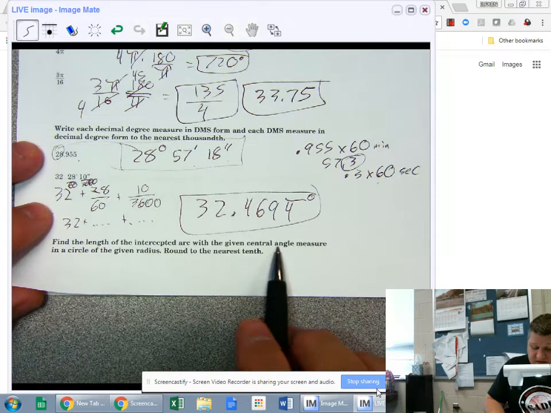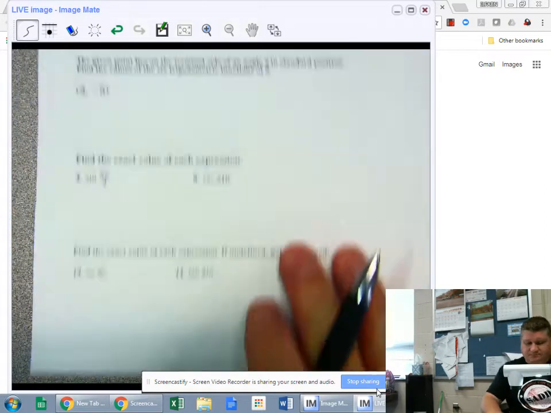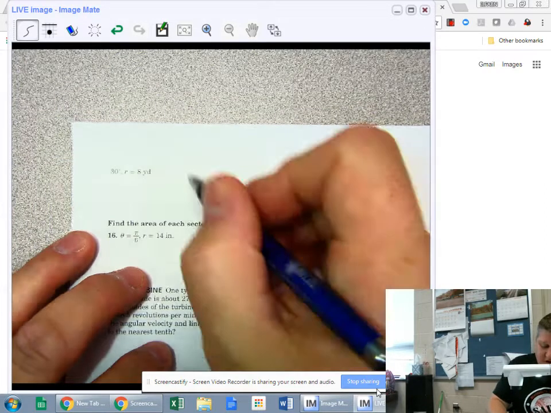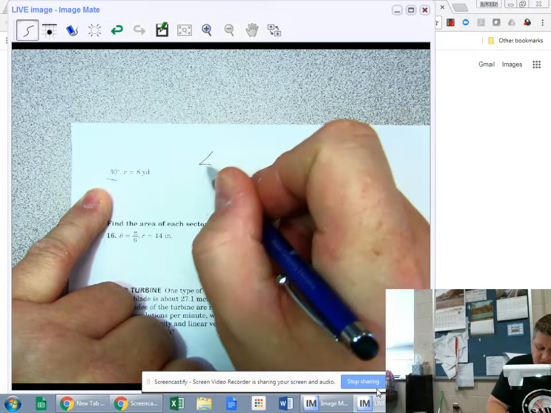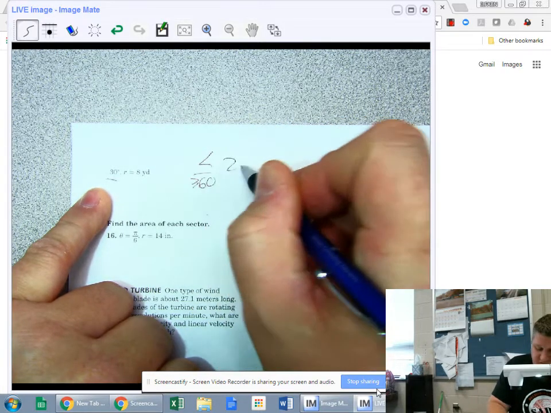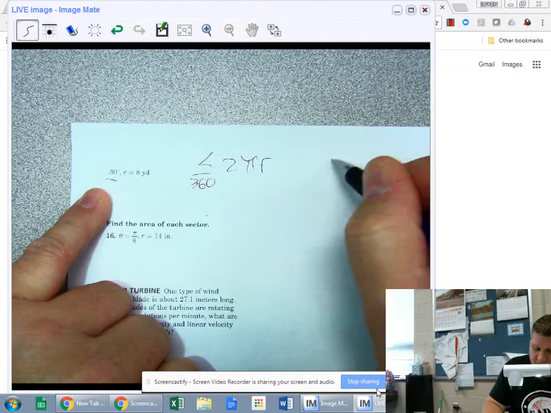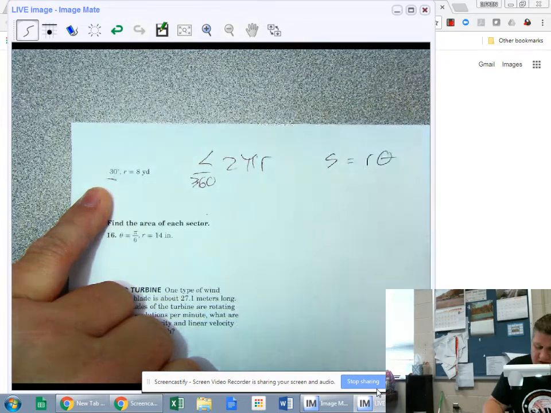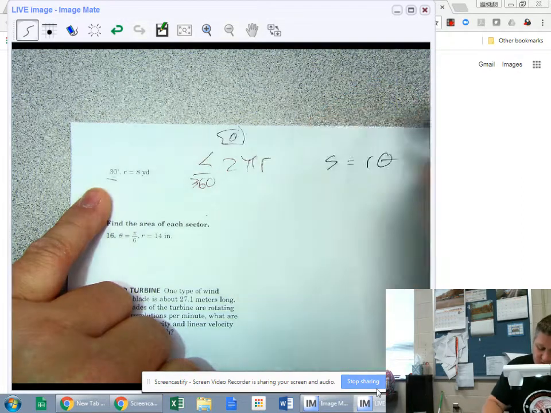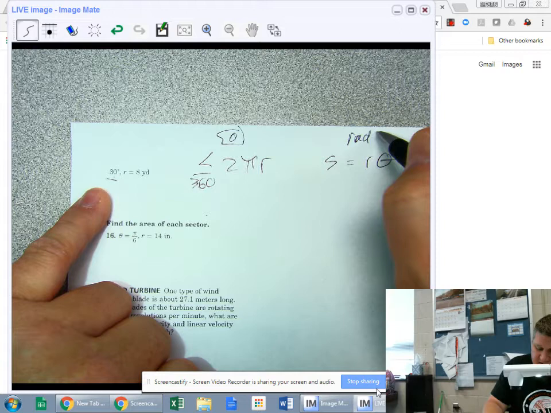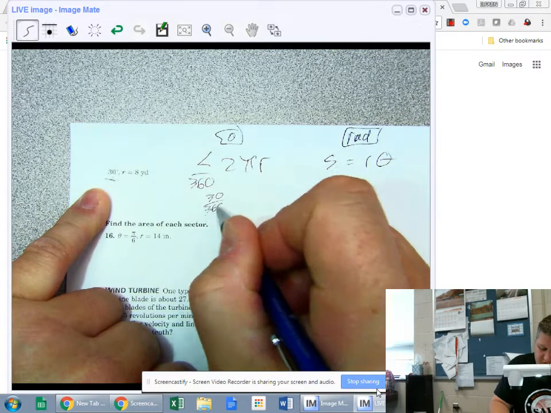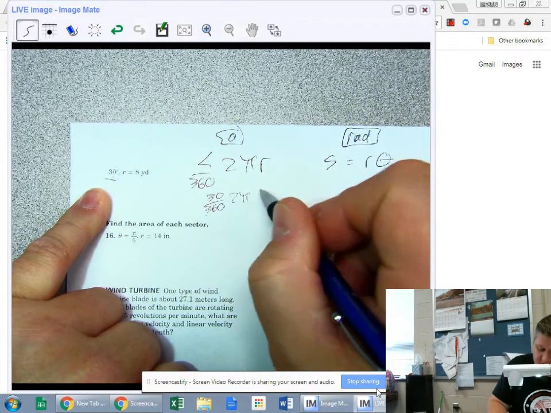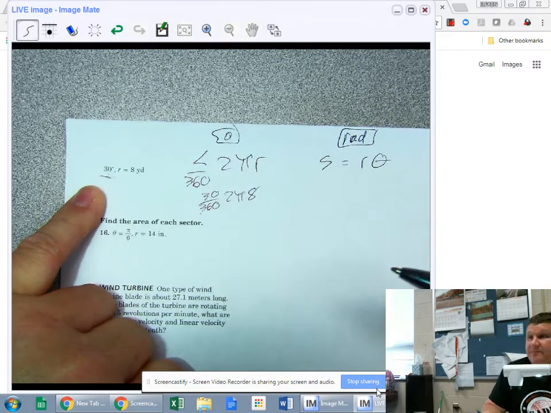Now it says find the length of the intersected arc. In this case, I have degrees. So I could do one of two things, angle over 360 times 2 pi r, or I could do s equals r theta. This one's for degrees, this one's for radians. Well, since I have degrees, I could say 30 over 360 times 2 pi 8. Are we good with that?